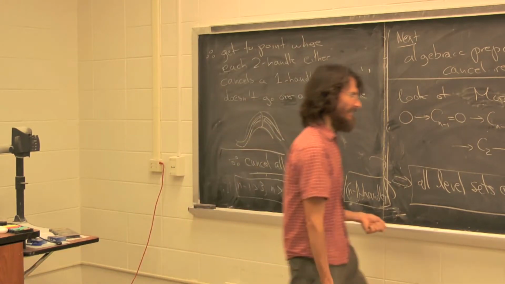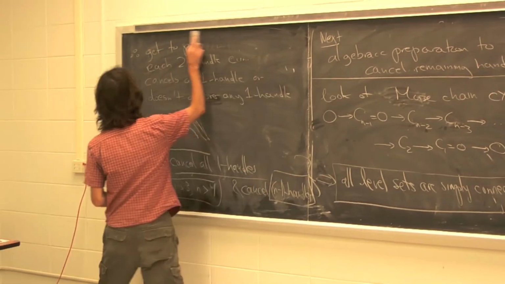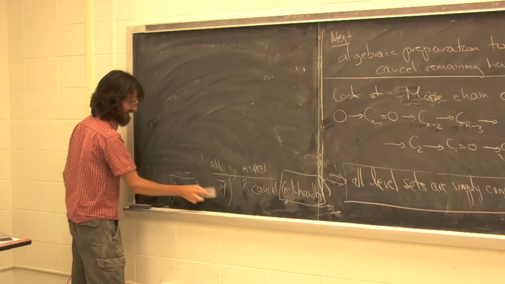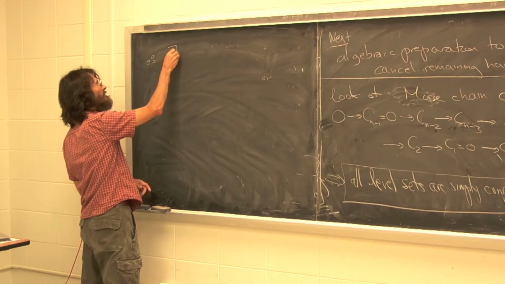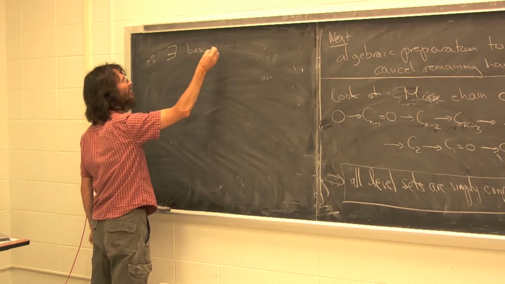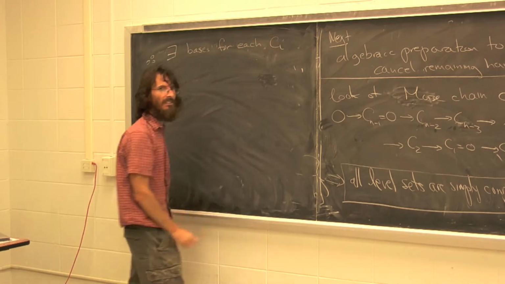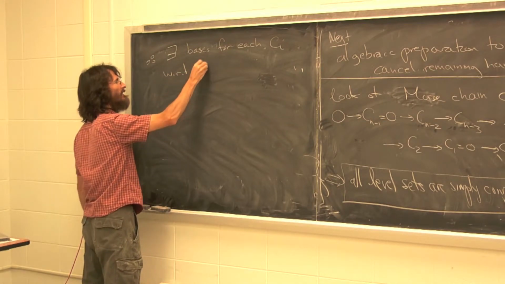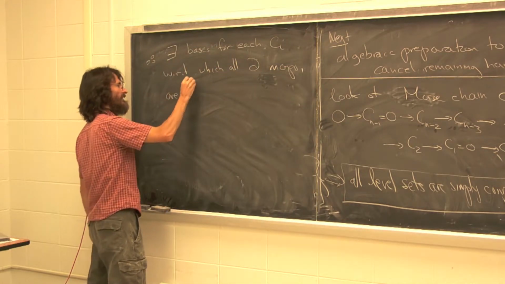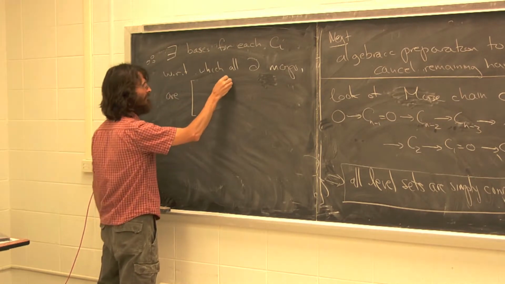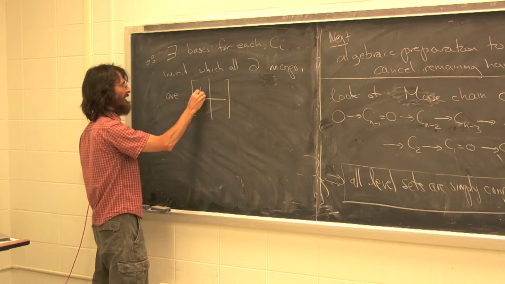So now another way to say it is, there exist bases for each of these free abelian groups C_i, with respect to which all boundary maps are in the form, what's the best way to say it? I want to think of, I want to say I.